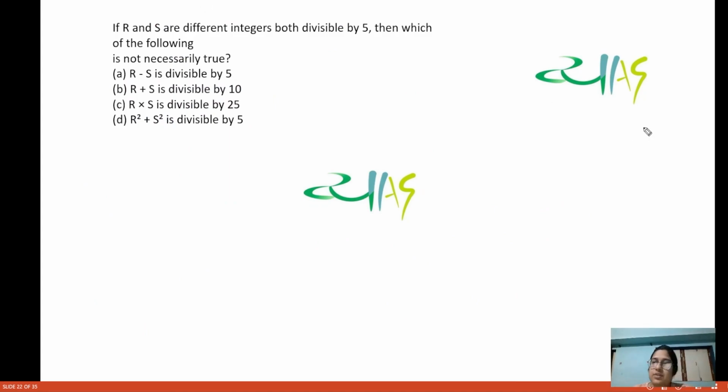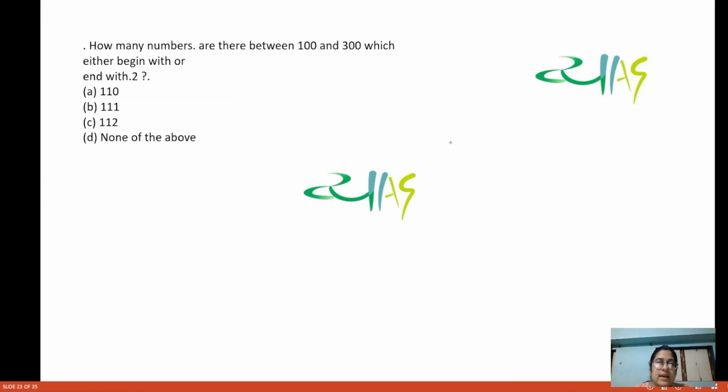Now you have, okay, this question we already did. How many integers are there between 100 and 300? These are all UPSC questions. That either begin or end with 2. Okay, so now see, a simple UPSC question. It asks how many numbers between 100 and 200 will either begin or end with 2. Okay, begin or end with 2.